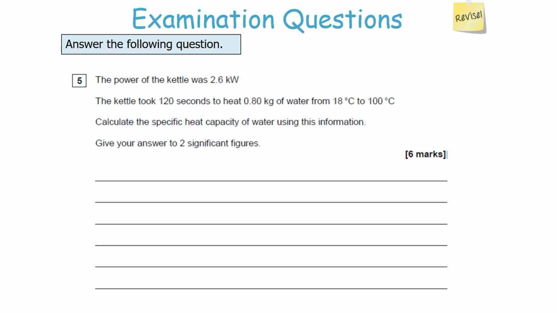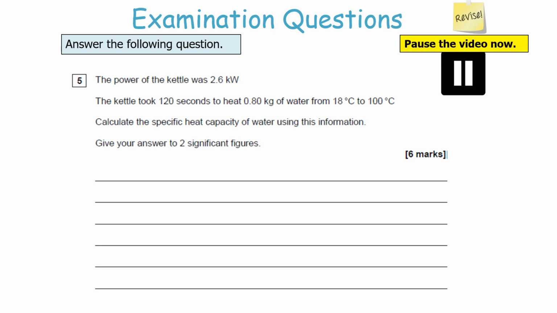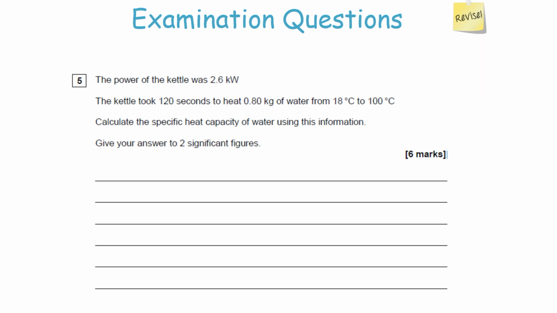Calculate the specific heat capacity of water used in this information. So pause the video now, then unpause the video when you want to go through your answer. Right, well, it's very important that we know what equation to use. So it's E is equal to M times by C times by triangle T, or change in temperature.